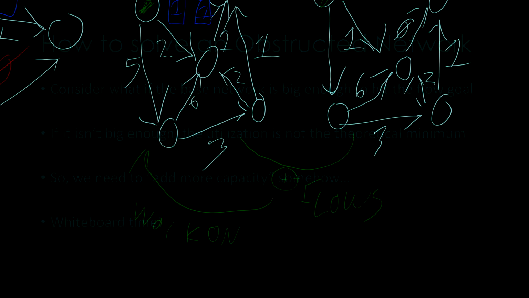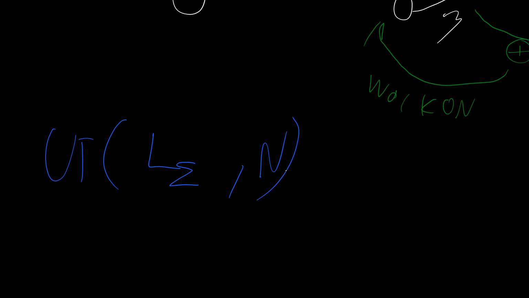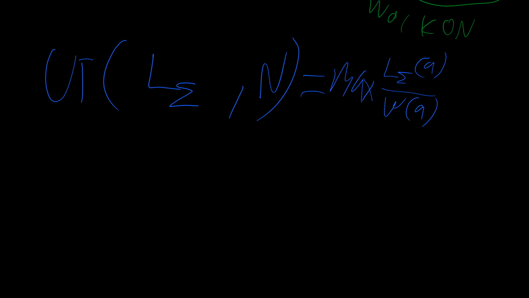Let's go to the whiteboard. Welcome back to the whiteboard. Think about the utilization, so UT of the network. Let's just call this load sigma, and that's a load function. So now what do we have? Well, this is the maximum of load sigma of A over W of A. So we have this load, the weight, and this is of the original network.